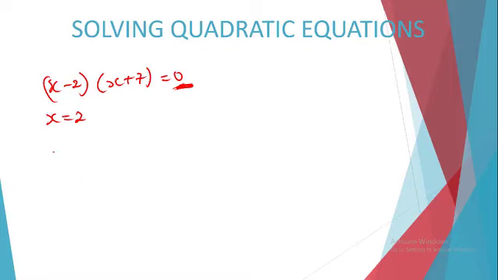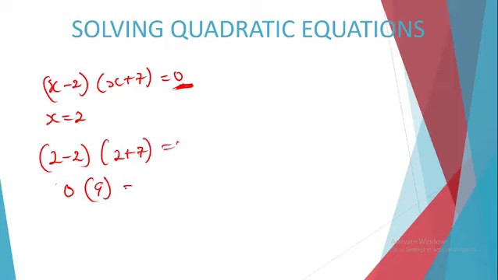Let's check it. If x is 2, we have 2 minus 2 into 2 plus 7. Okay, let's see if it is 0. 2 minus 2 will give us what? 0. And 2 plus 7 will give us 9. 0 times 9 is equal to 0. Okay, so we've gotten one of the values of x.